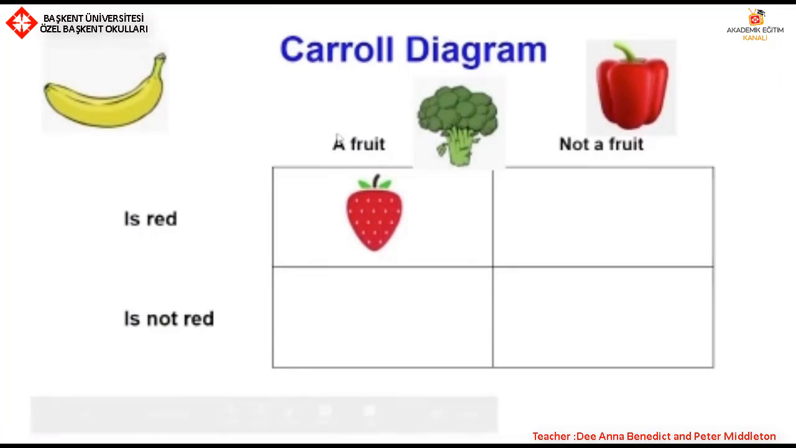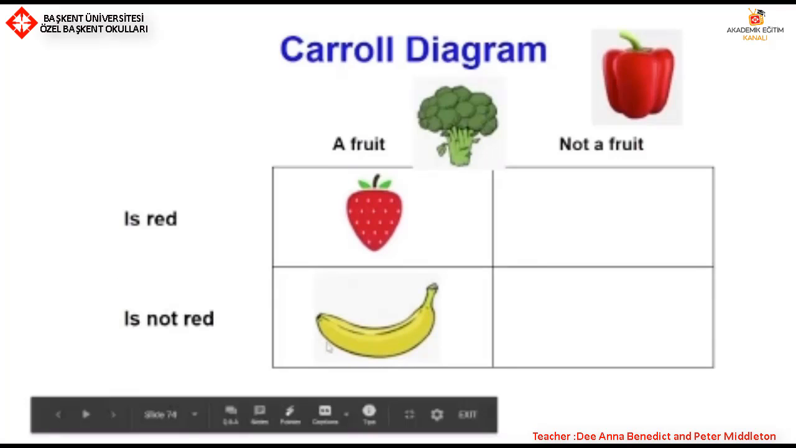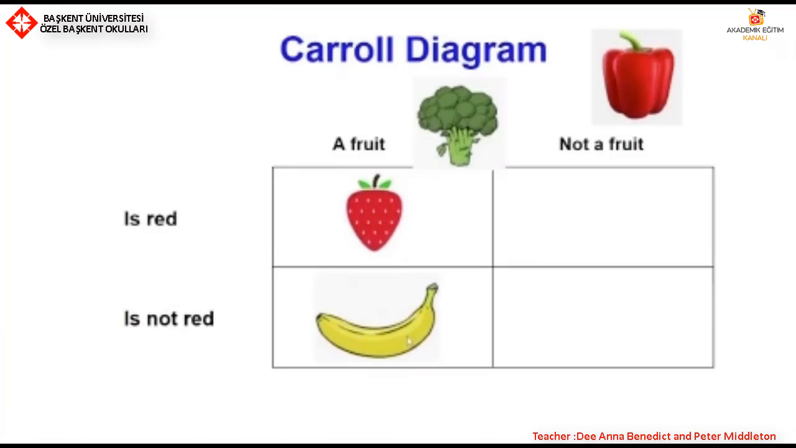It's a fruit and it is red. A strawberry. A strawberry is a fruit and it is red. The next one, a fruit and is not red. A banana is a fruit, but it is not red. So we can put it here.